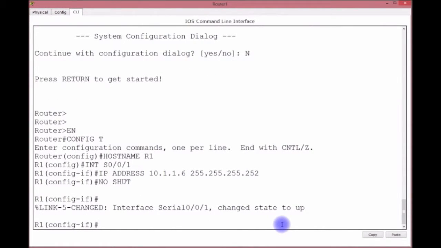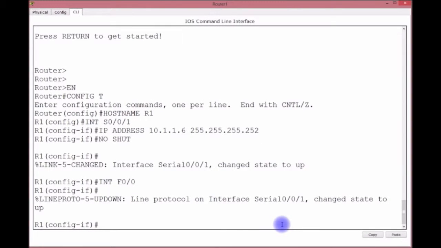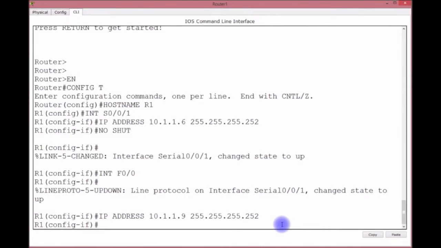Okay. Now we go to the LAN. Int F0/0. It's not a LAN really. It's just a transit because it's going to another router. All right. So we put the IP address in there. IP address is the 8 network. So this is the first available IP address on that. That would be 9. 10.1.1.9. 255.255.255.252 and enter. No shut.